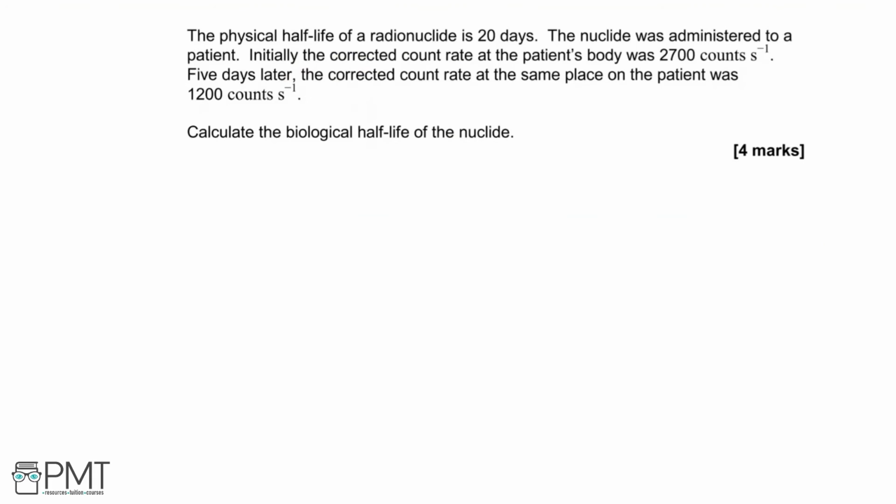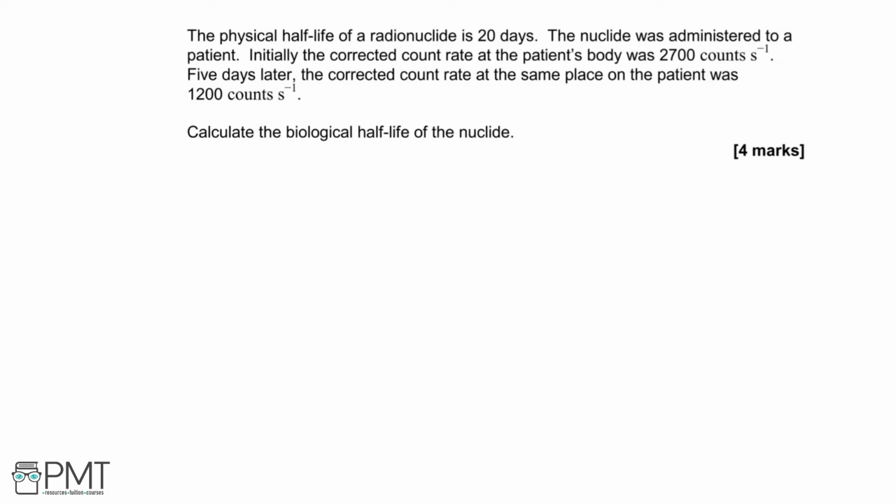The physical half-life of a radionuclide is 20 days. The nuclide was administered to a patient. Initially, the corrected count rate at the patient's body was 2,700 counts per second. 5 days later, the corrected count rate at the same place on the patient was 1,200 counts per second. Calculate the biological half-life of the nuclide.